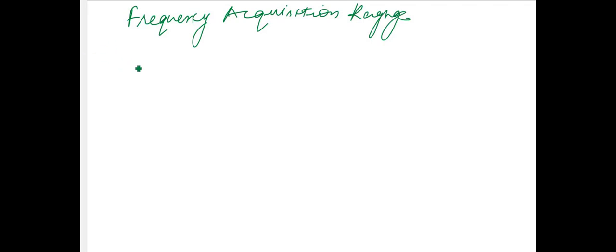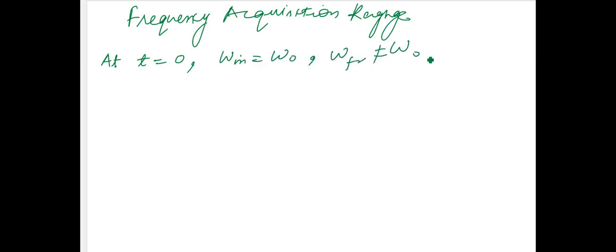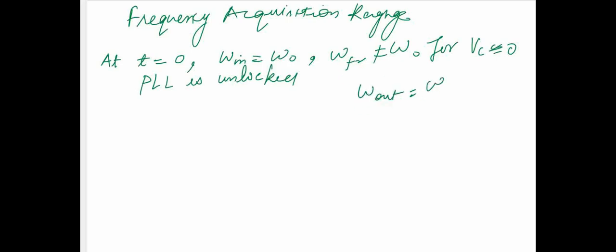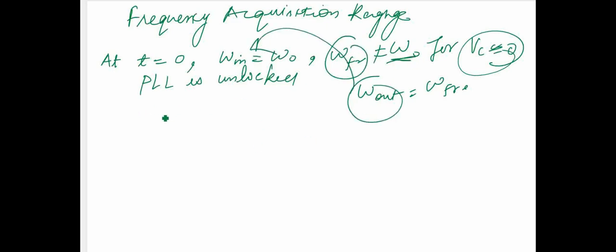Okay, so now let t equal to 0, omega in equal to omega 0, omega free is not equal to omega 0 for vc equal to 0. So what does it mean? It means the PLL is unlocked. Why? Because omega out will be omega free only, at vc equal to 0, right? And omega free is not equal to omega in, so omega out is not equal to omega in. So the PLL is unlocked and there is some frequency error.